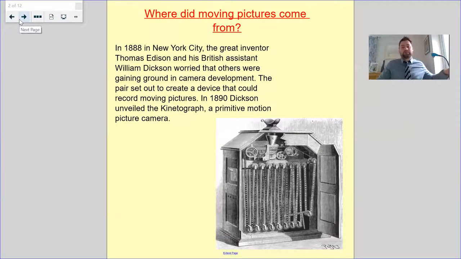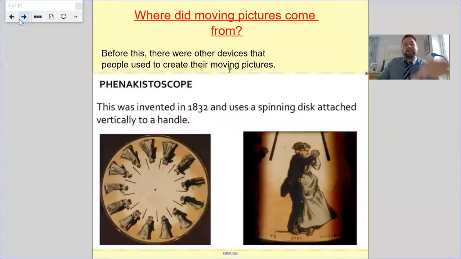But let's go back a few years before this, because they were obviously worried that others were gaining ground. So let's go back a few more years. There were other devices beforehand that were portraying moving images. Now, this is called a phenakistoscope. This was invented in 1832. And all it was, was a spinning disc with lots of pictures going around it.